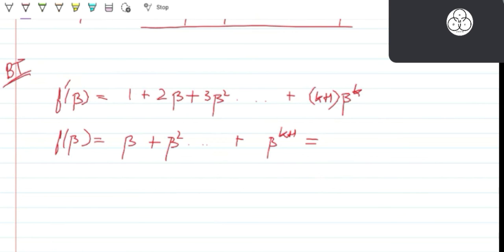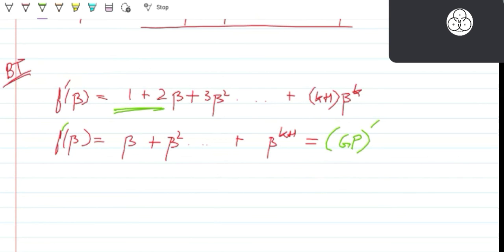And then we'll differentiate both sides of the equation. After differentiating, you will get the value of this expression in the form of a sum. Getting my point? And this is the method to solve this kind of problem.